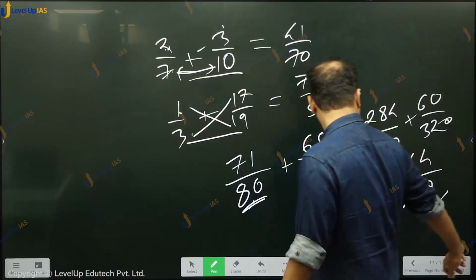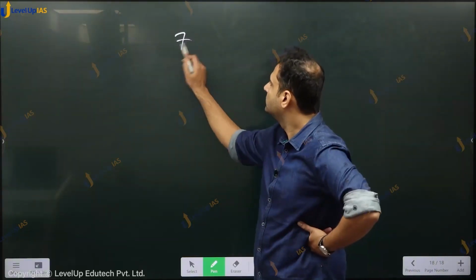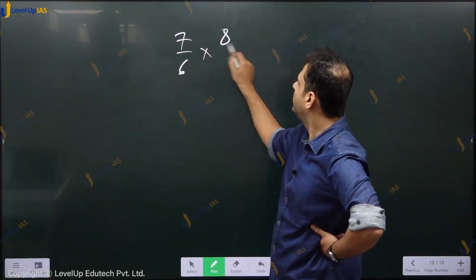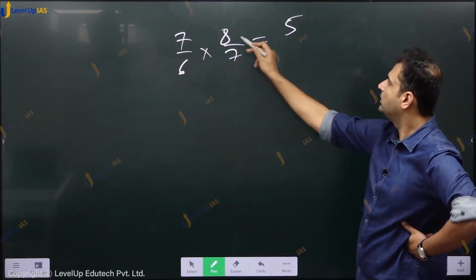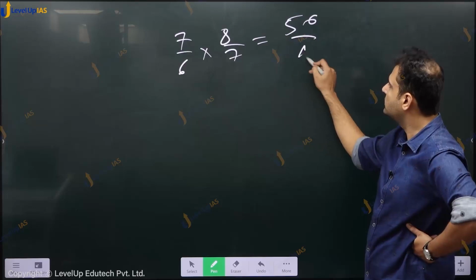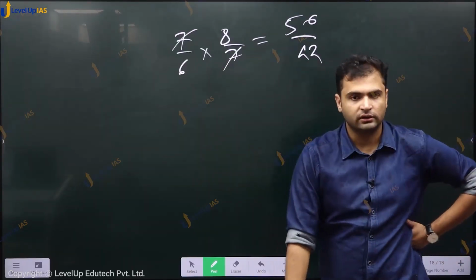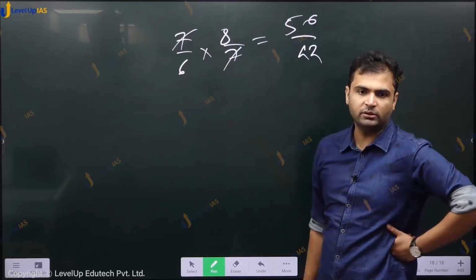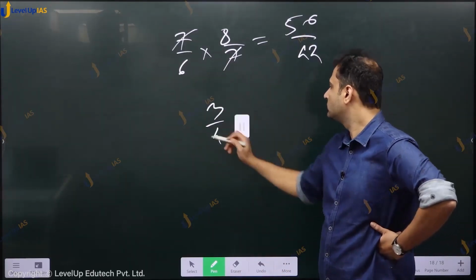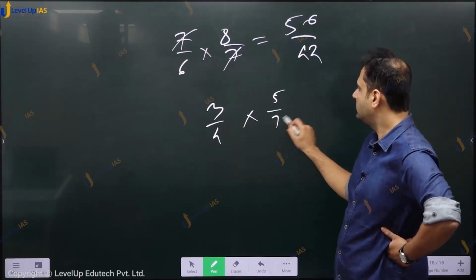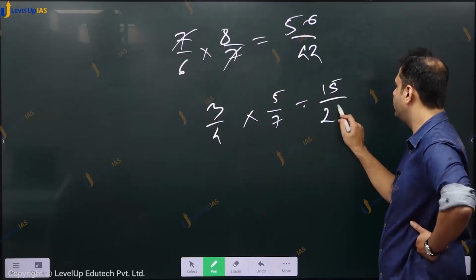We can multiply directly. We can have 7 by 6 into 8 by 7. So you will get direct multiplication. Either you can do 8 into 7, 56 by 6 into 7, 42, and then reduce, or you can see straight away cut it and then write the multiplication. 3 by 4 into 5 by 7 is equal to 3 into 5, 15 by 7 into 4, 28.